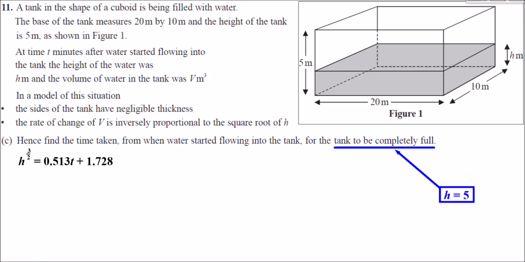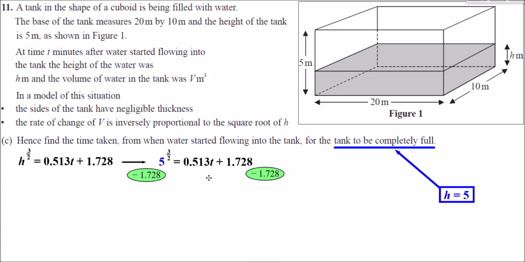So like I'm saying, if the tank's completely full, that's the same thing as implying h is going to be 5. So if we plug in the value of 5 for h, we can transform this equation into 5 to the power of 3/2 equals 0.513t plus 1.728. We can now solve this to find the value of t, and that's the question complete. So rearrange this equation, make t the subject, and solve.